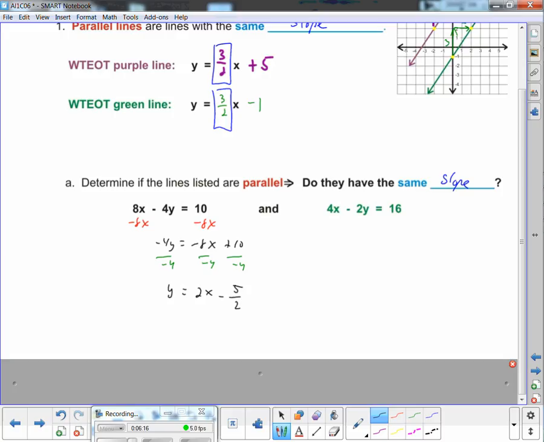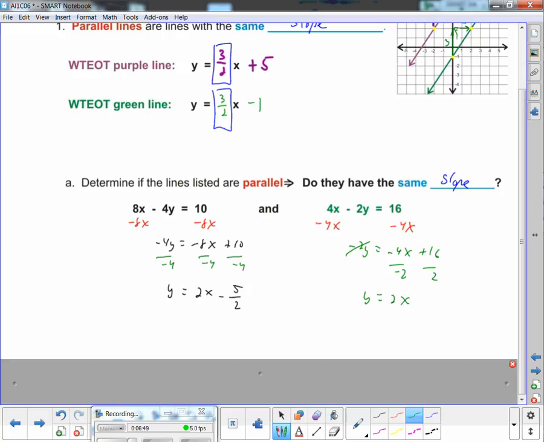But honestly, we don't really care what the y-intercept is. I could have gotten that wrong and still answered the question correctly as long as my slope's correct. Let's move the 4x to the other side by adding a negative 4x to both sides. Now we get negative 2y equals negative 4x plus 16. Divide everything by negative 2. And we get y equals 2x.